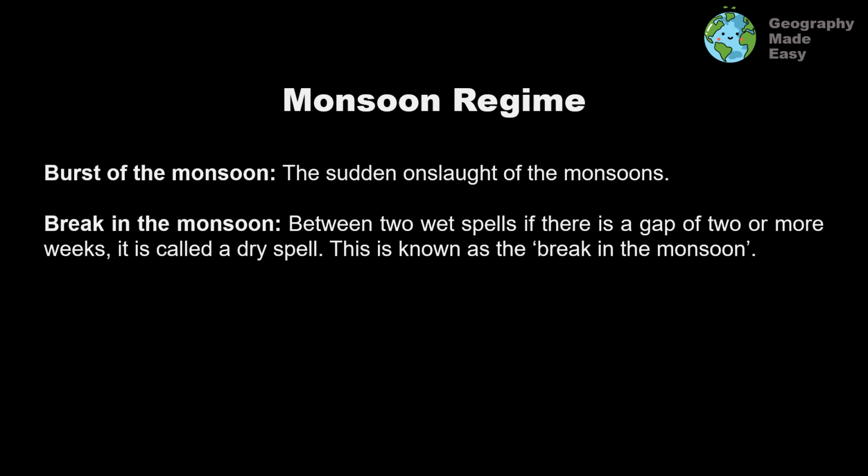So the monsoon regime takes place in the form of the burst of the monsoon, where there is a sudden onslaught of the monsoons, and sometimes between two wet spells, that means between two periods of very intensive rainfall, we can have a break which is known as the break in the monsoon or a dry spell.